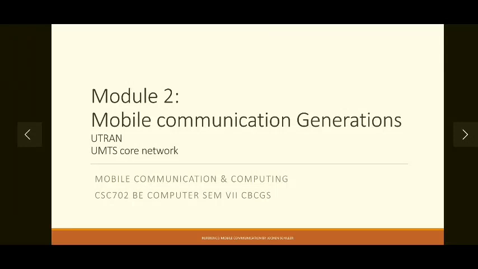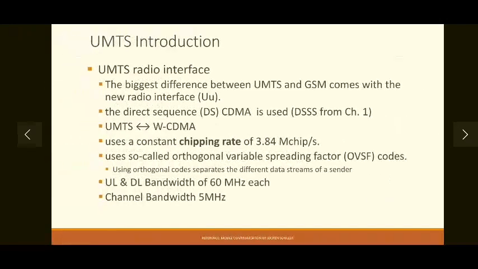Welcome everyone. In the last video, we got introduced to the third generation of GSM evolution. In that we saw there are three main components in UMTS. First one was user equipment, second one was UTRA network, and third one core network. So in this video, we are going to see details of UTRA network, that is UTRAN, and details of the core network.